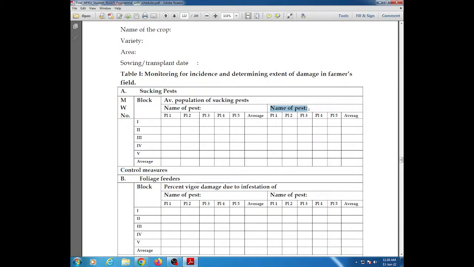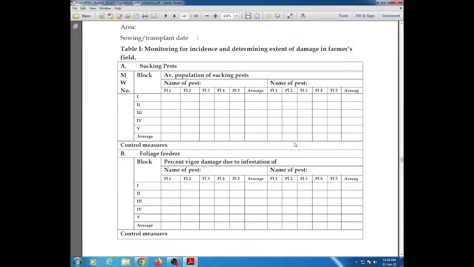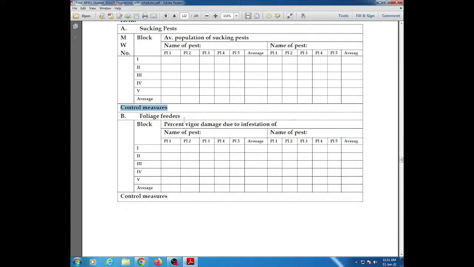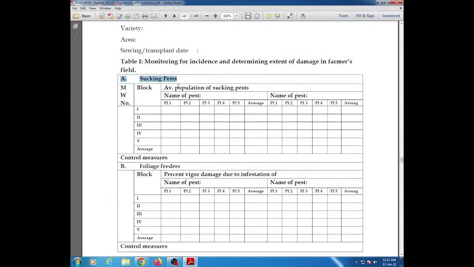Then again, for the second pest, again in block 1 you have to collect the data or write down the observations in this table. Okay, and write the average of it in block 1, and in the same way in the later blocks. Then again you will write the control measures for each. Got this?